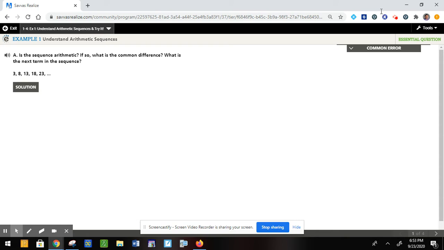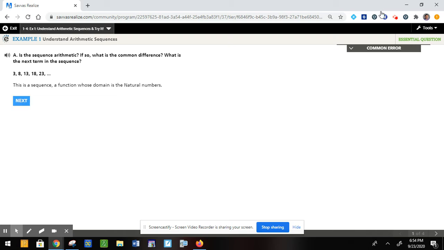An arithmetic sequence is a sequence that has a common difference. So there's something consistently added or subtracted to get from one number to the next in the sequence. So if it goes 3, 8, 13, 18, 23, clearly this is arithmetic because the common difference is 5, right? So the fact that it has the common difference makes it arithmetic, and then the next term of the sequence would be 28, all right?